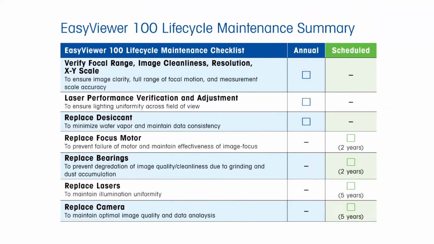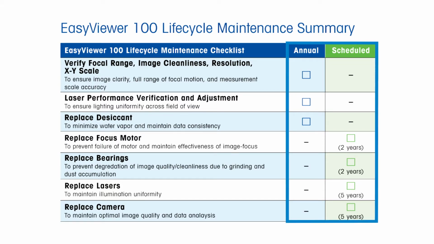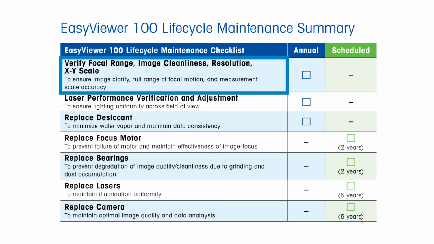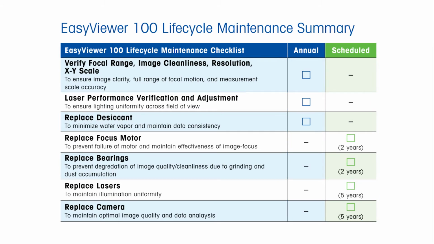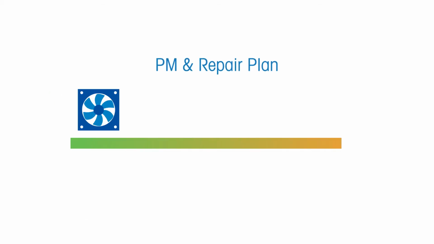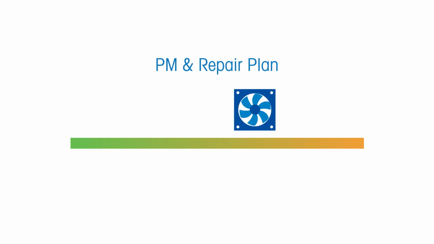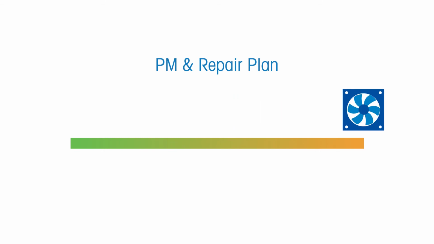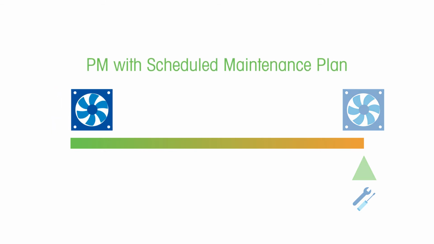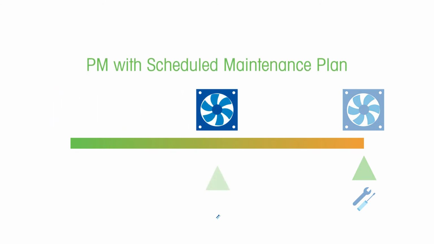Take a look at the maintenance schedule for the EasyViewer. For each service activity or parts replacement, you'll notice the frequency on the right. Below each service intervention, you'll find how the failure of this part may affect the scientist, their data, or the overall performance of the instrument. Under the PM and repair plan, the scheduled maintenance parts will only be replaced when they fail. If you choose a PM with scheduled maintenance plan, they will be replaced proactively before they fail.